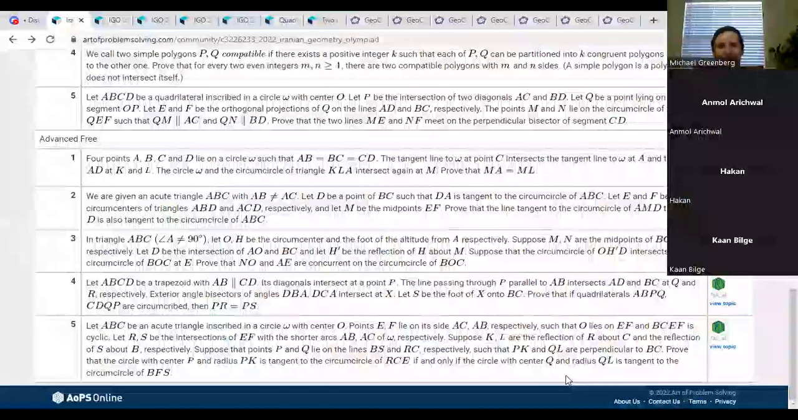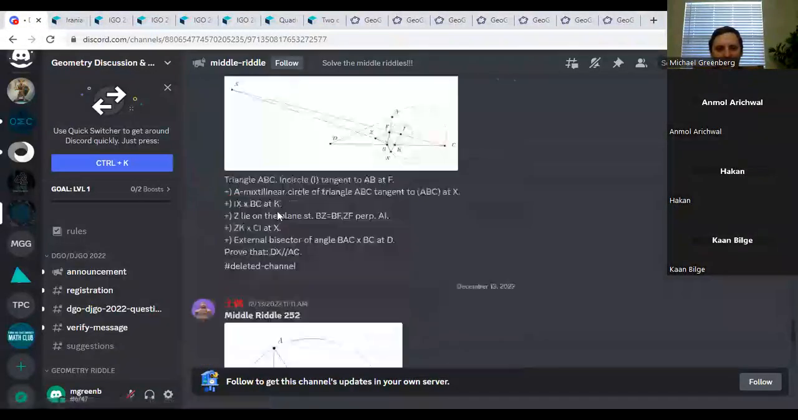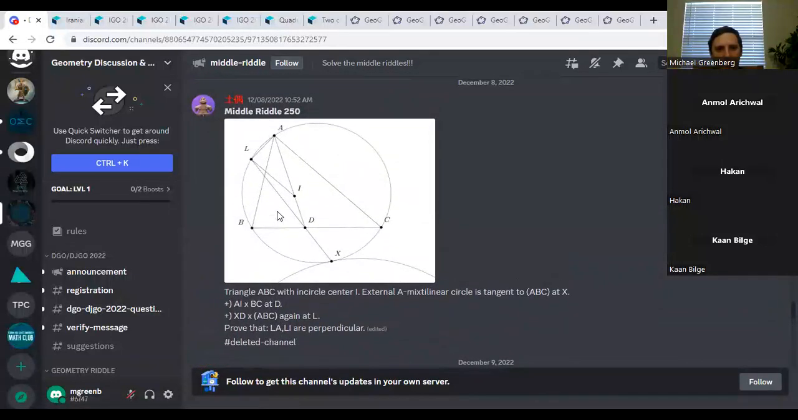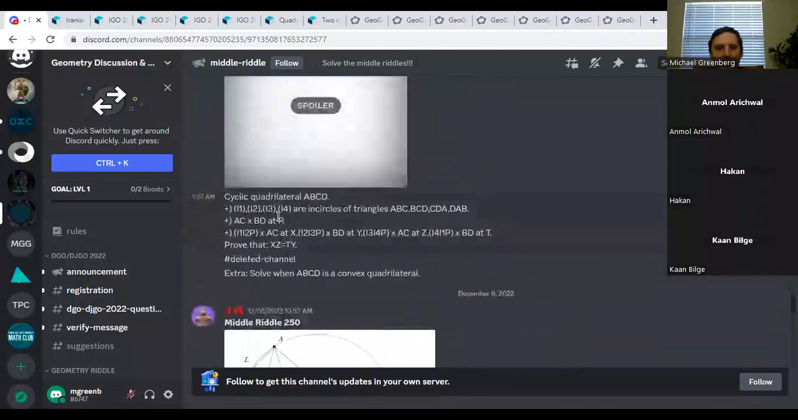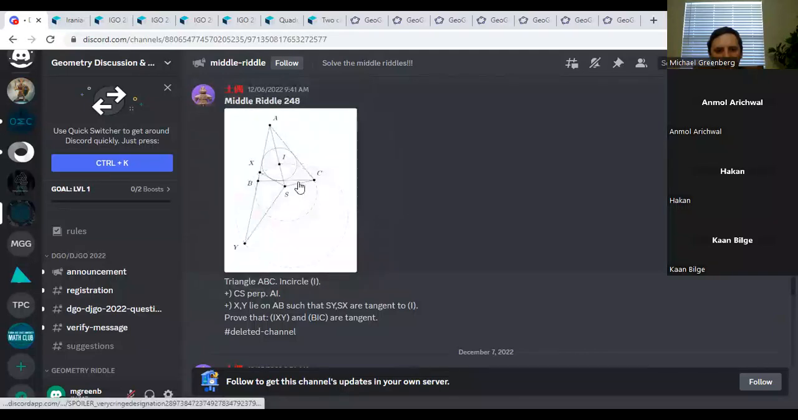This one looks so hard for me right now. I don't know if I want something this hard. Let's try a middle riddle here. It's a good one. This is a mixed linear X circle. This is kind of interesting right here. CS is perpendicular to AI, X and Y lie on AB, so that SX. Interesting. I'm going to try this one.